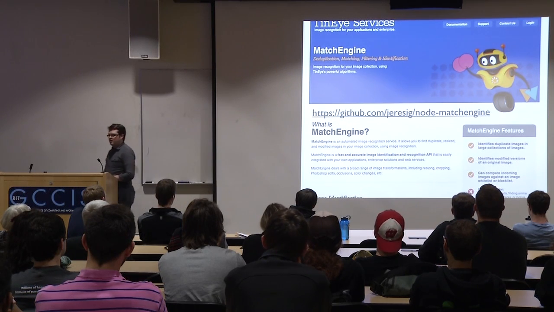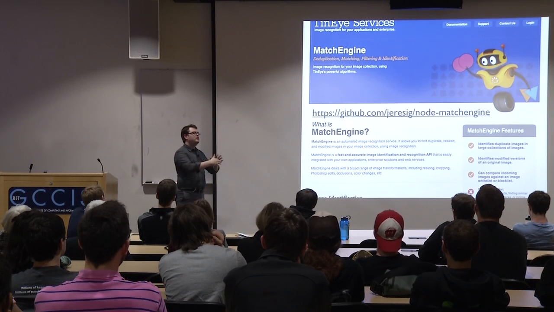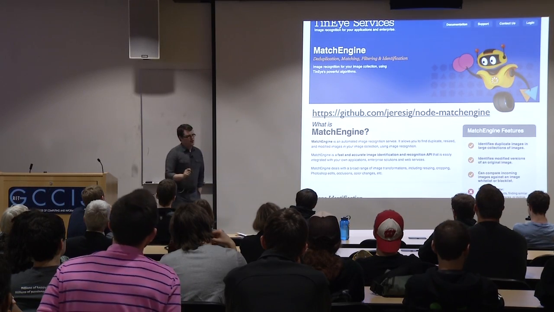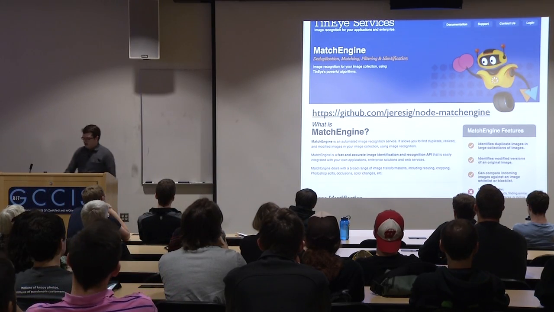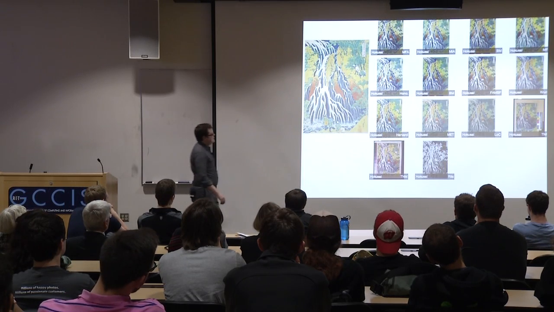Now, this is different from Google Image Search, where you give it an image, and it gives you a whole bunch of things that look similar to it, but aren't necessarily the same exact thing. This is important because this can help researchers. And this is an example from my site.